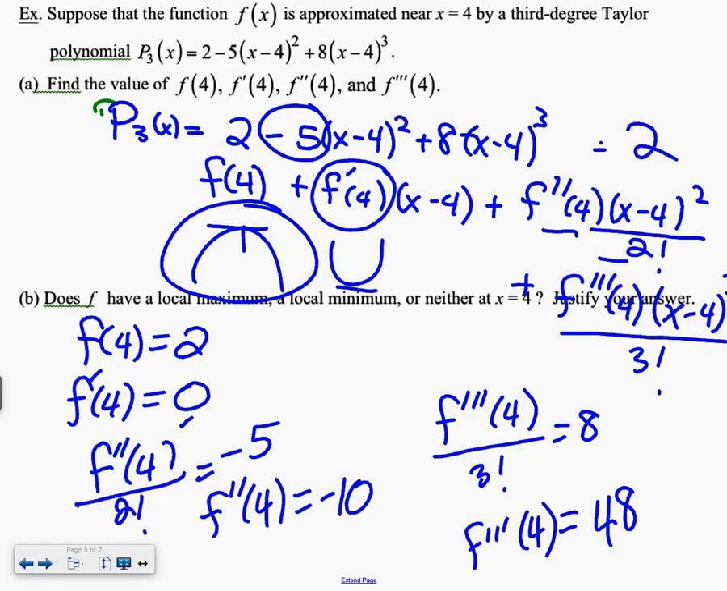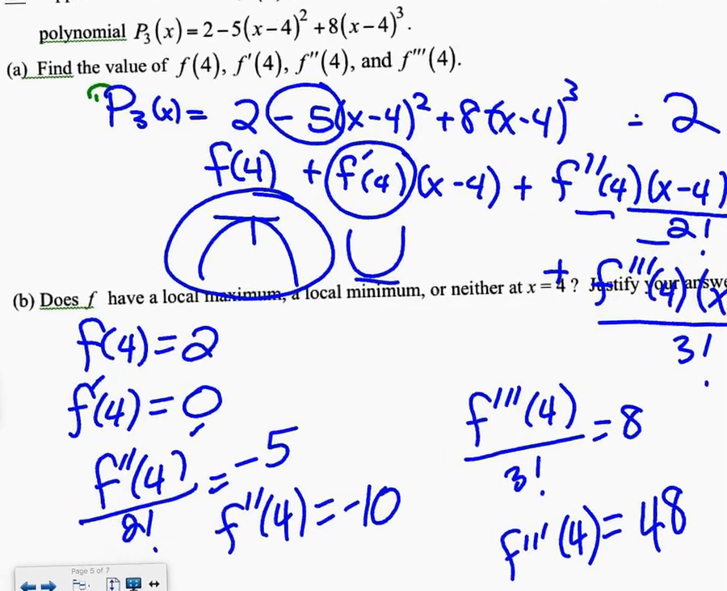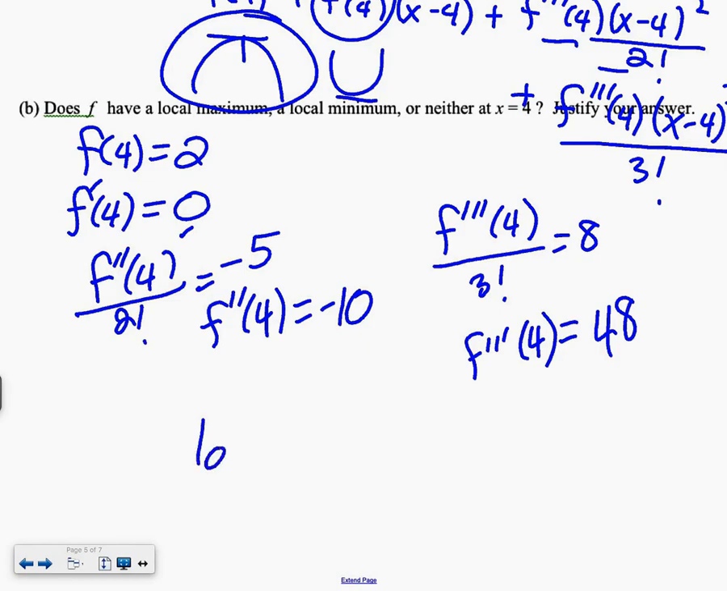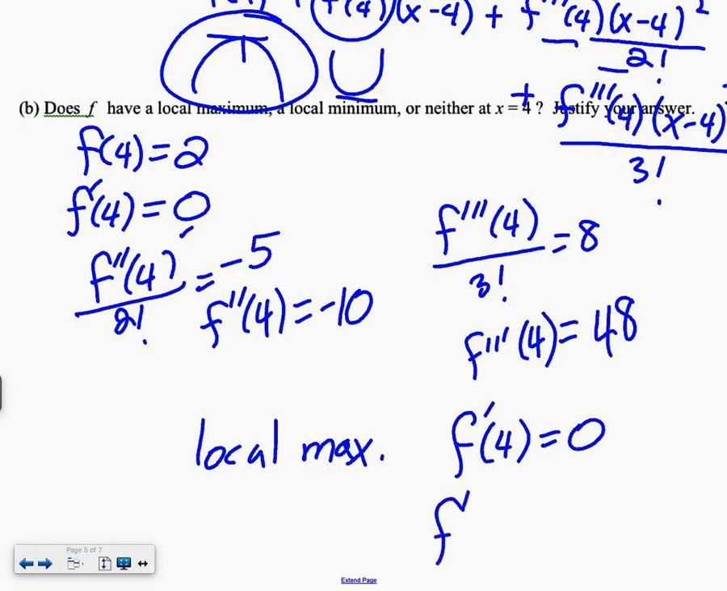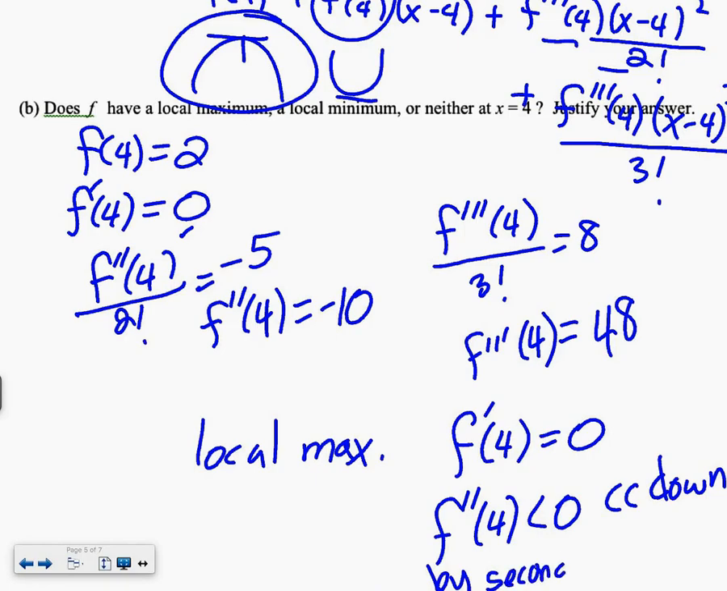All right, so it's a local what? Maximum, right? And the justification would be: first of all, the first derivative has to be 0, right? And the second derivative is less than 0, a negative value, so it's concave down. So by the second derivative test, it's a maximum.